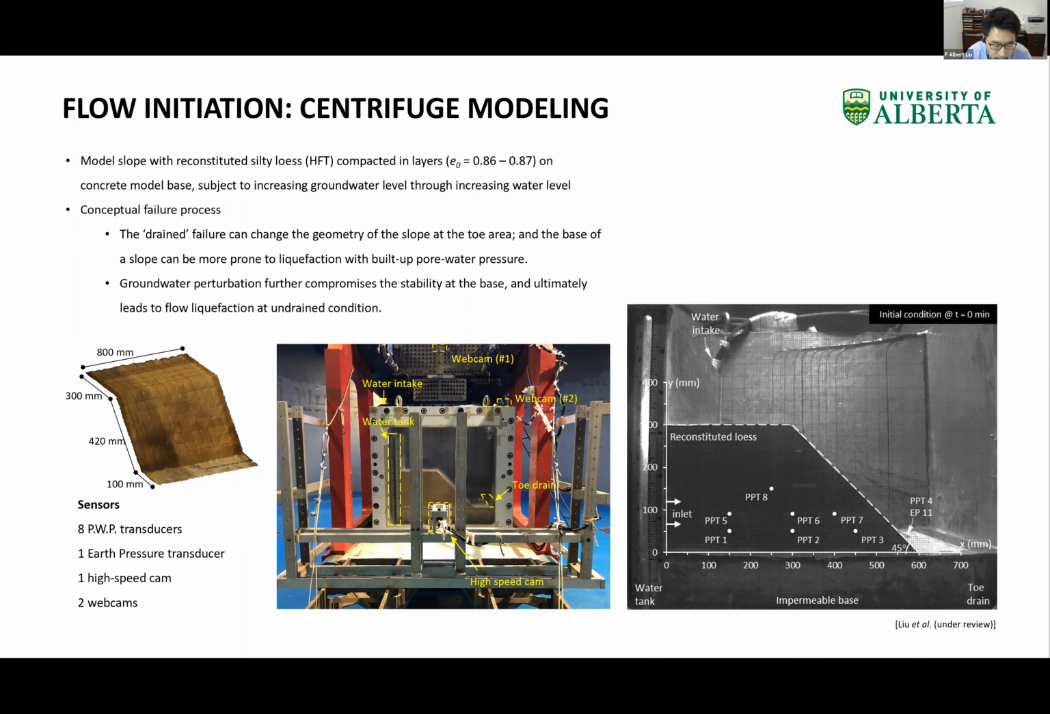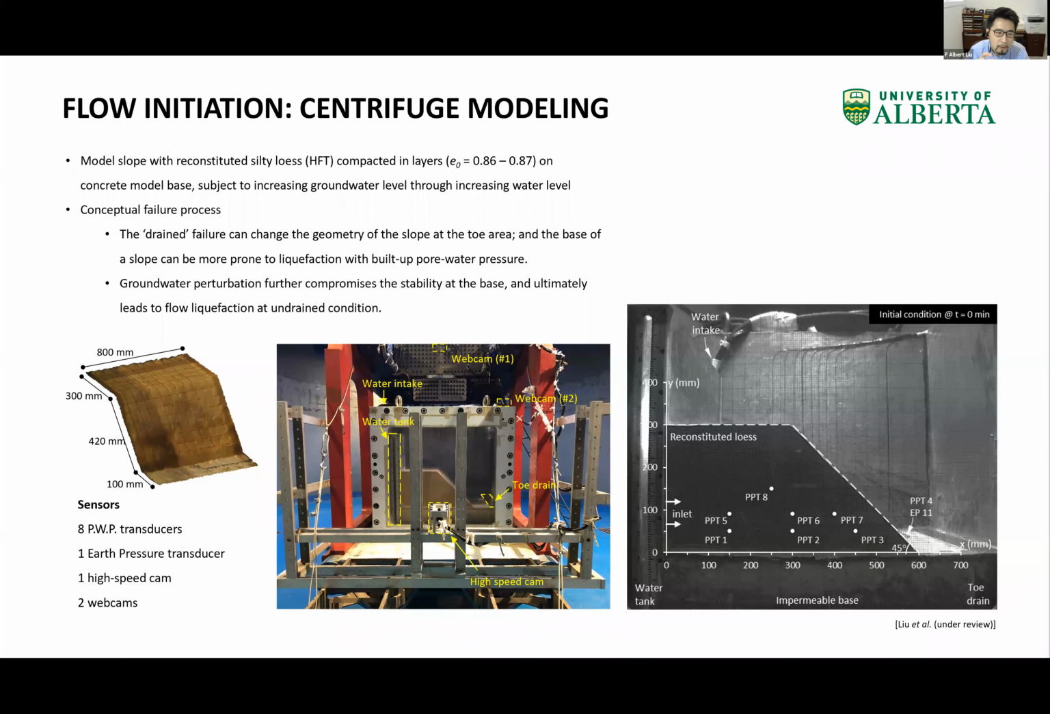And at that point, you are creating a model slope that is not intact and that is not reconstituted. So using the reconstituted sample gives us much more flexibility in terms of sensor deployment and also just making the model. It makes it much easier to do that. So the goal here is really to study the conceptual failure process.